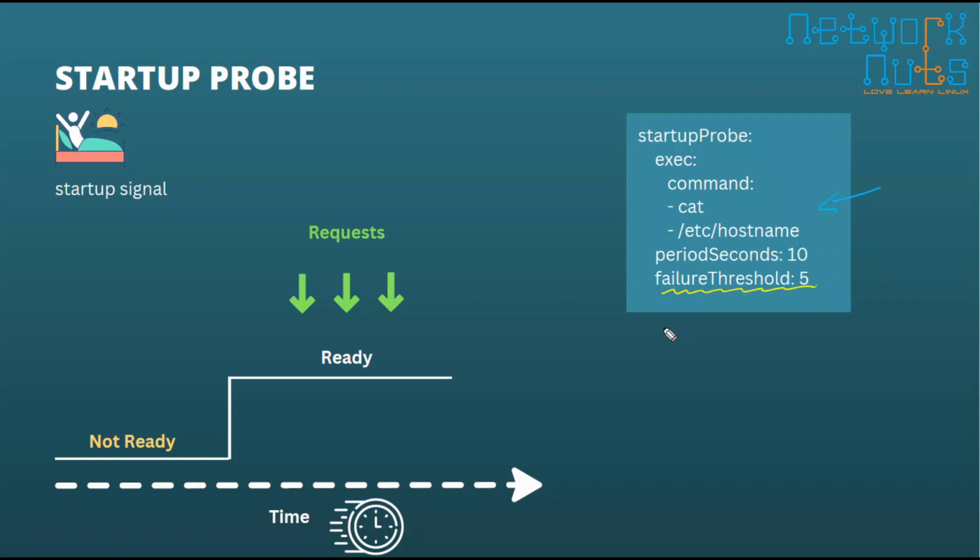So every 10 seconds it will check. If the file is available, perfect, the container is ready and requests will come onto it. If in case the file is not found, the failure threshold is 5, which means Kubernetes will try 5 times to find this file. That means the total is 10 into 5, 50 seconds. So even after 50 seconds, if I'm not able to access this file, that means the container is not ready and will be restarted. So let's check out the startup probe first.